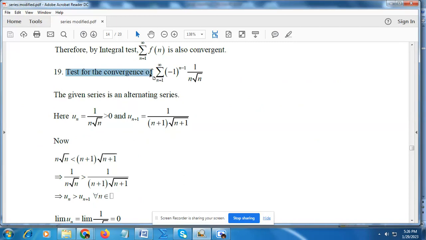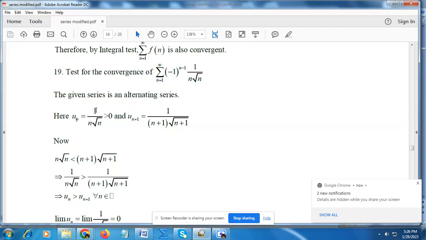Test for the convergence of sigma minus 1 whole power n minus 1 into 1 by n root n. Whenever we observe minus 1 whole power n minus 1, then immediately we conclude that it is an alternating series. So the given series is an alternating series. un is 1 by n root n. It is the nth term.